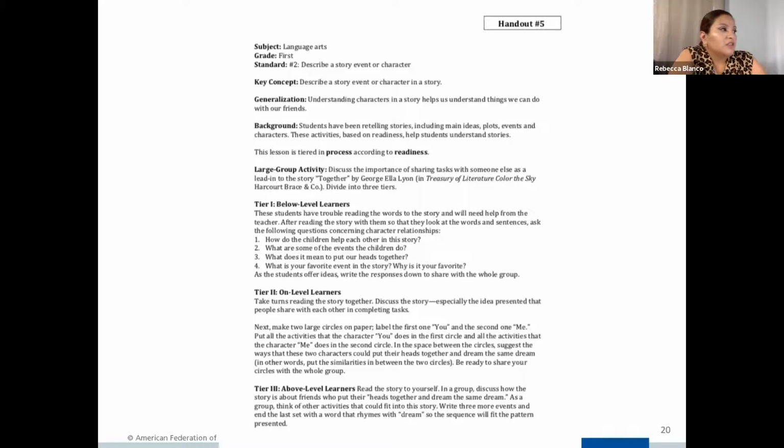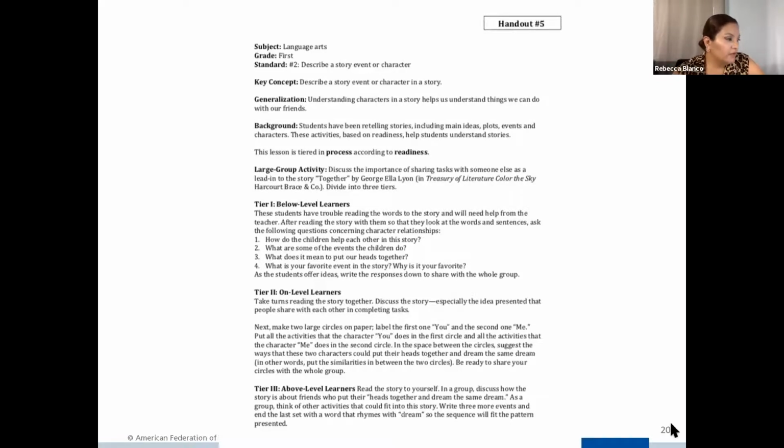So the standard is to describe a story, event, or a character. And then for the below level learners, they're going to ask questions. How do the children help each other in the story? What are some of the events that the children do together? What does it mean to put our heads together? What is the favorite event in the story?